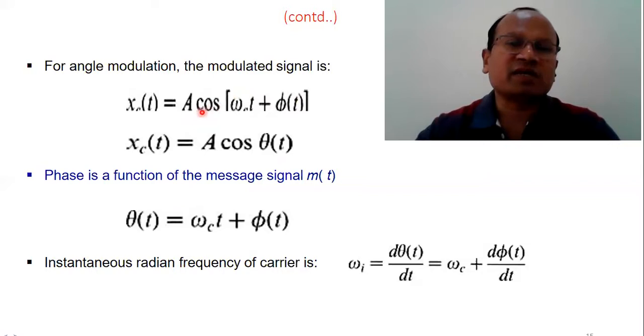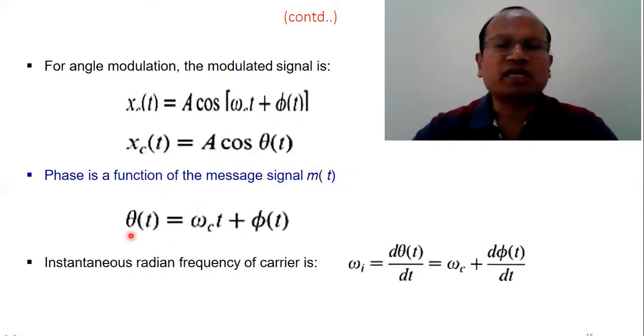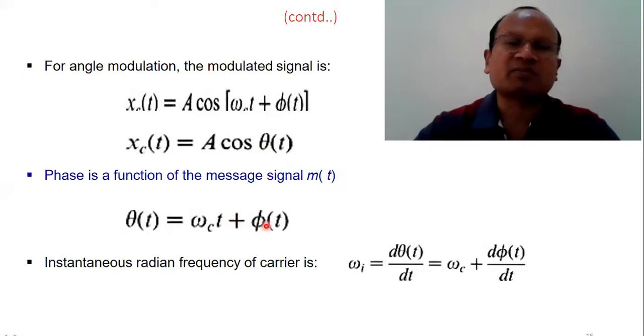Let us say the expression of the carrier is A cos(omega_c t plus phi(t)), where phi(t) is the change in the angle. See, the original signal is A cos theta(t). This is the original carrier, and the angle is not changing by phi(t). So what is actually theta(t) here? Theta(t) is the phase, which is a function of m(t). We know that because this entire expression depends on m(t). So theta(t) can be written as omega_c t plus phi(t).